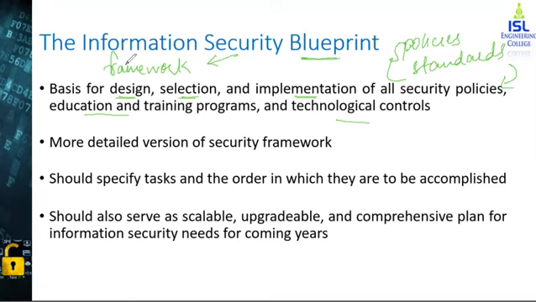So this blueprint is going to help you design, select, and also tell you how you're going to implement the different policies and the different standards. Then it also gives you a more detailed version of your security framework. Within the first security framework, when you were defining your policies and standards, you were identifying what design needs to be there, how you're going to select, and how these are going to be represented. So this becomes a more detailed version of your security framework.